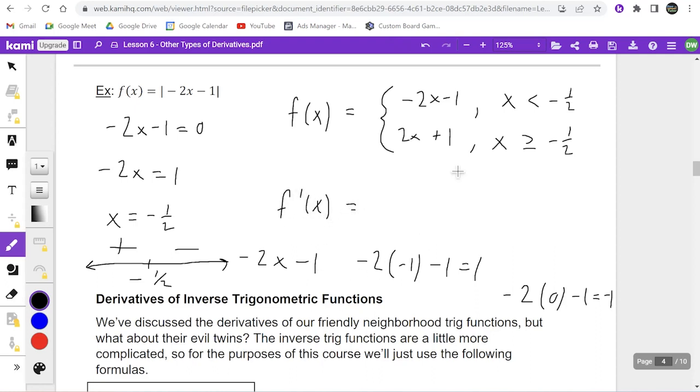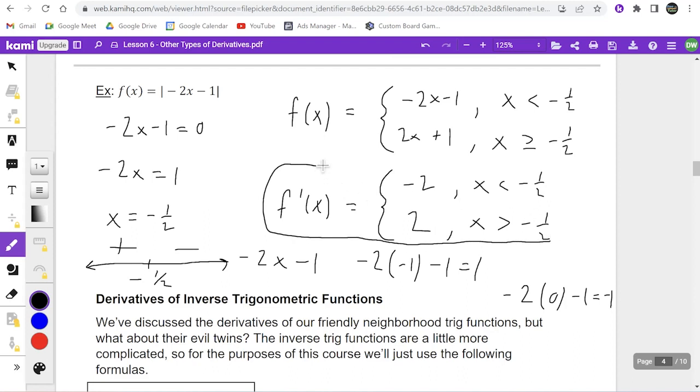The derivative, it's simple. You just take the derivative of the top and the bottom. Derivative of negative 2x minus 1 is negative 2. Derivative of 2x plus 1 is positive 2. Notice that when we write the derivative, it doesn't get an equal sign this time. Why not? Because negative 2 does not equal 2. Therefore, the derivative does not exist at negative 1/2. Any questions?